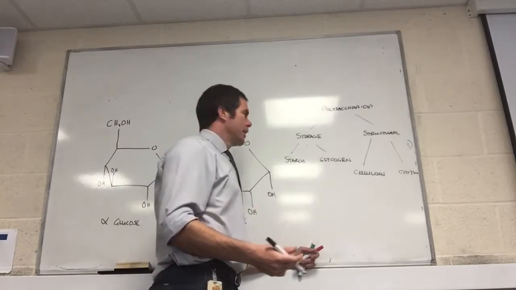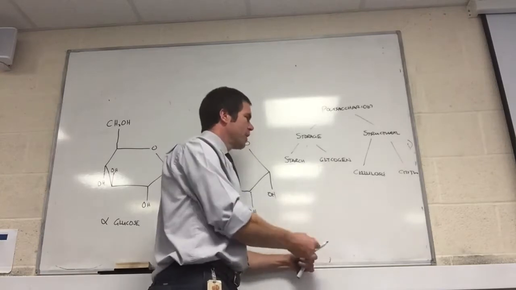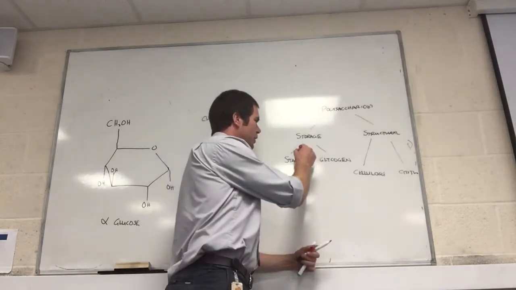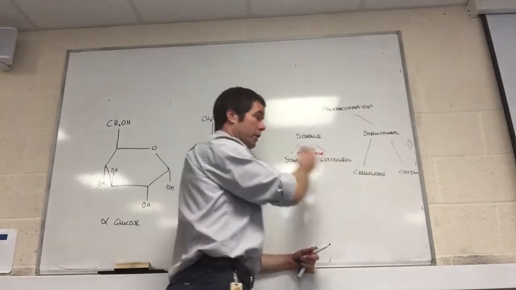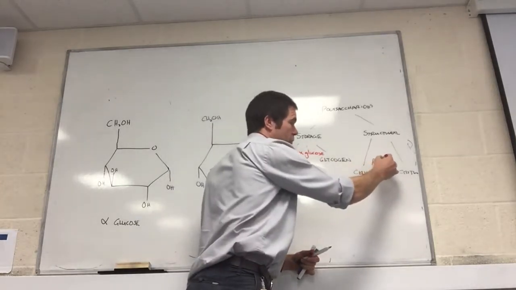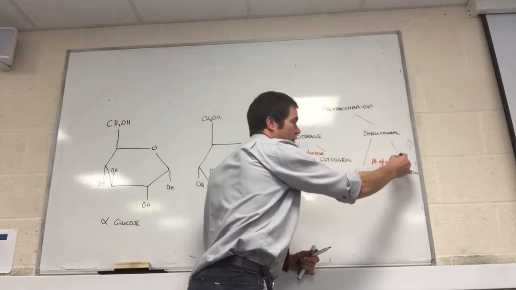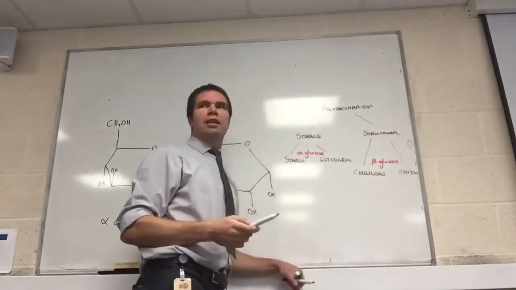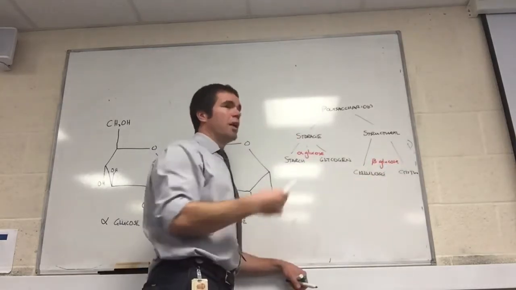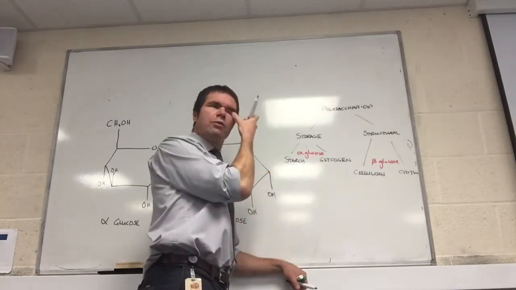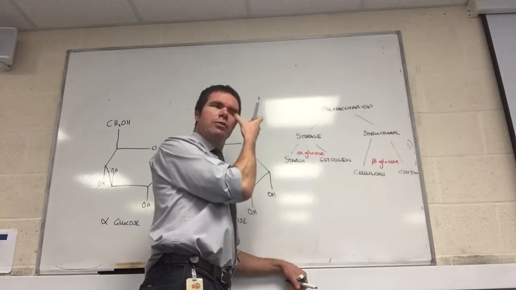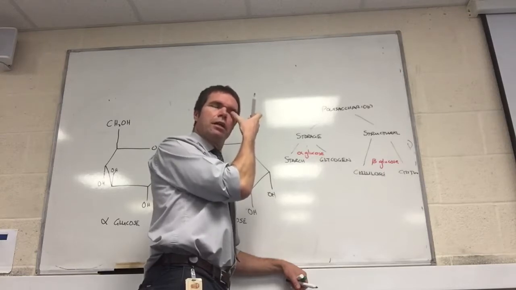But what do they have in common? The first thing is both starch and glycogen involve alpha glucose, whereas structural polysaccharides involve beta glucose. Remember what we said last lesson about monosaccharides? Hardly any difference between alpha glucose and beta glucose. What is the difference between alpha glucose and beta glucose? See if we can get a succinct, unambiguous answer here.